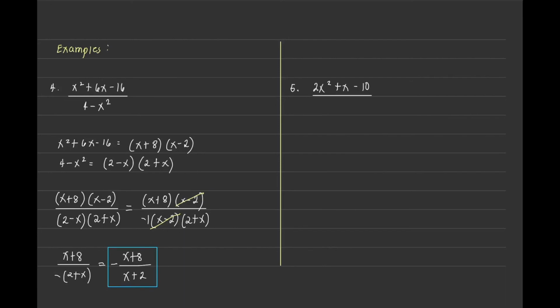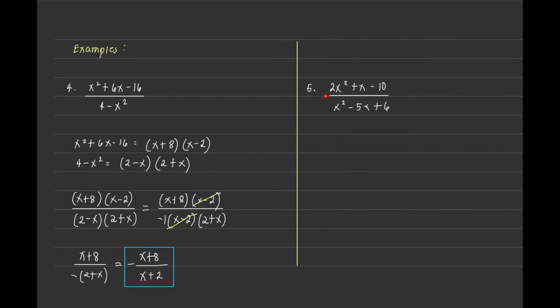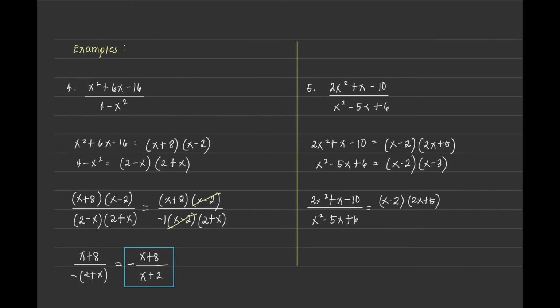Example number 5. We factor the numerator and we get x minus 2 and 2x plus 5, while we get the factors x minus 2 and x minus 3 in the denominator. Since the numerator and the denominator have x minus 2 as the common factor, we cancel them out, leaving us with the final answer, 2x plus 5 all over x minus 3.